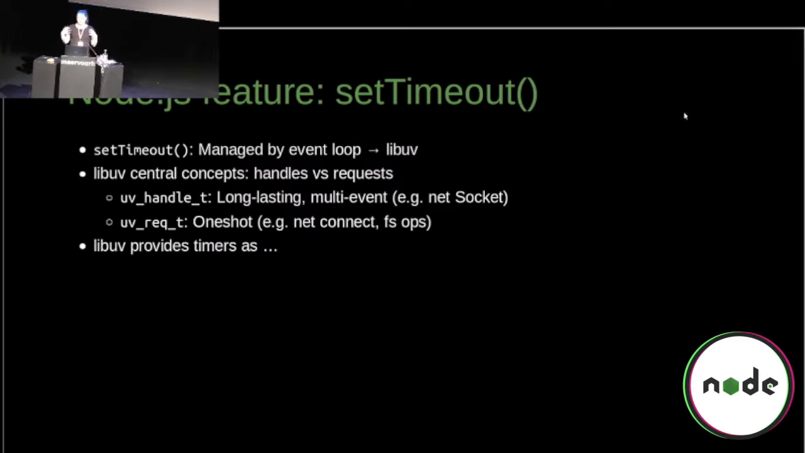So if you're dealing with libuv, the first two things that you're going to have to know is there's two kinds of objects that you deal with. There's handles and there's requests. So handles are things like network sockets or file system watchers, things that generate multiple events over their lifetime, whatever that means. And there are requests, which are once-only things: fs.stat, fs.open, connecting a network socket. You schedule them once and they have one result.